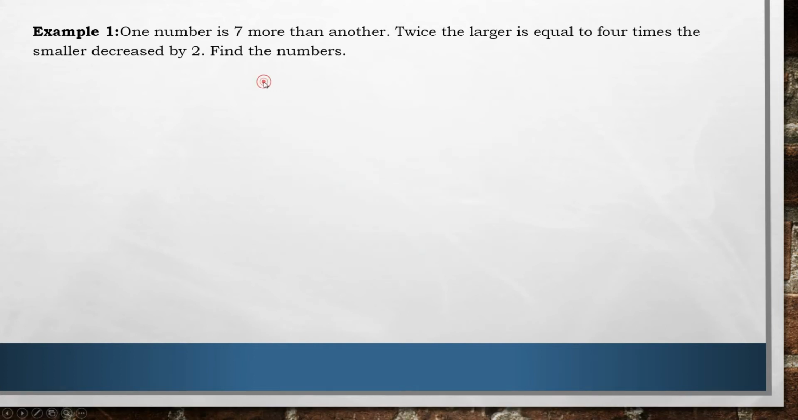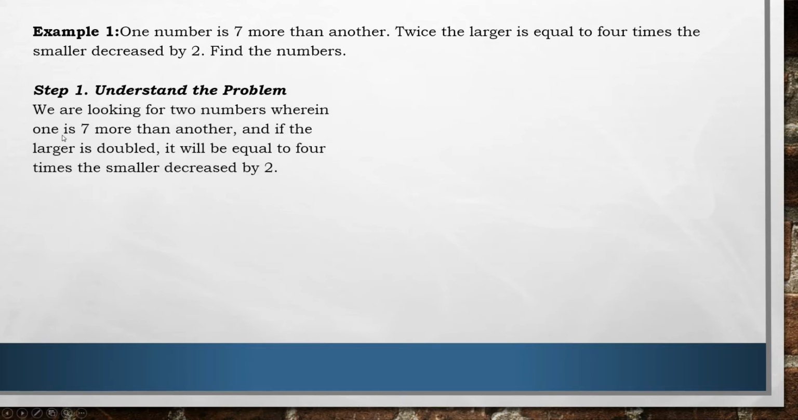Let's start. We go to step 1, understand the problem. We are looking for two numbers wherein one is 7 more than another, from the first sentence. And if the larger is doubled, it will be equal to 4 times the smaller decreased by 2. That is from the second sentence.